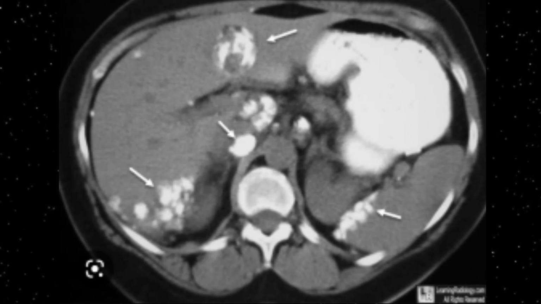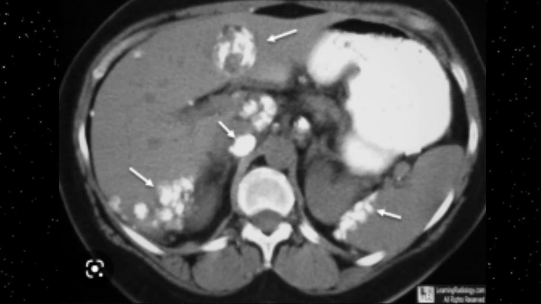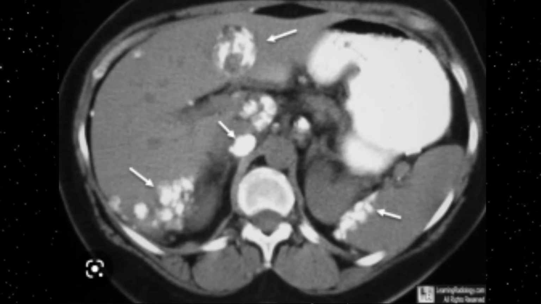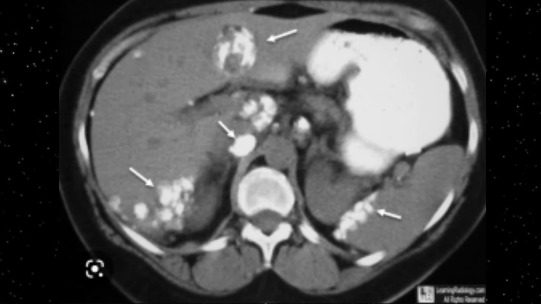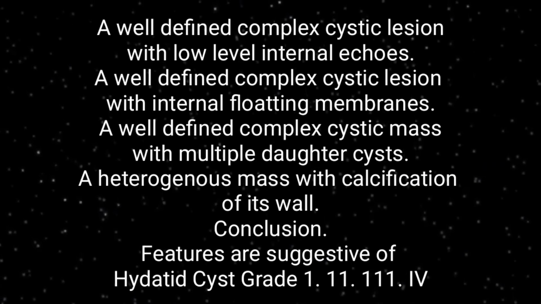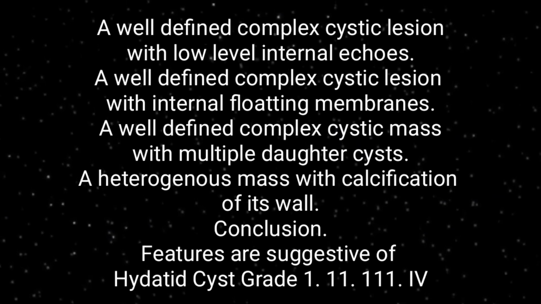On the CT scan you can appreciate well-defined tiny calcific foci involving both the right lobe and left lobe. Its presentations are multiple, so that's why CT scan is advised to confirm the hydatid cyst in the liver. As hydatid cyst has multiple presentations, the report should contain all this information.